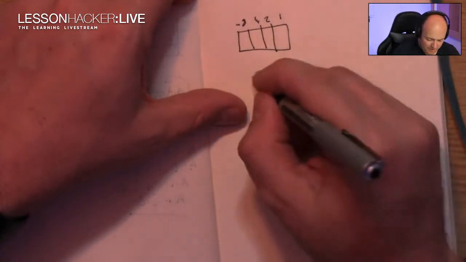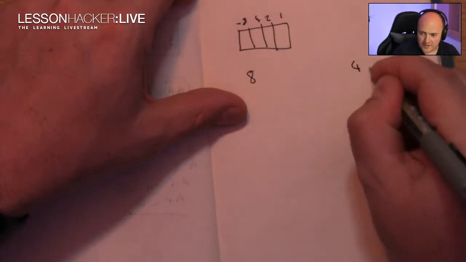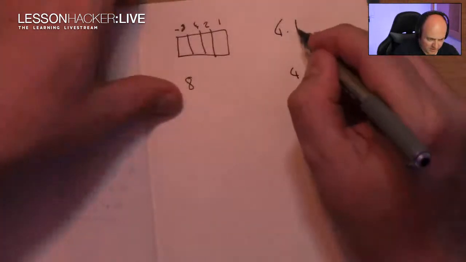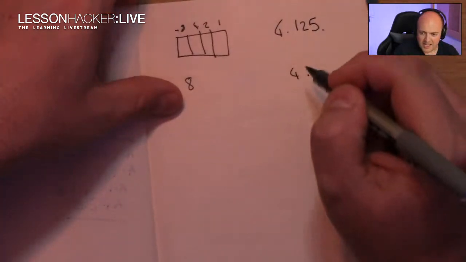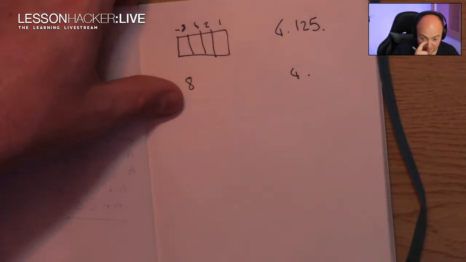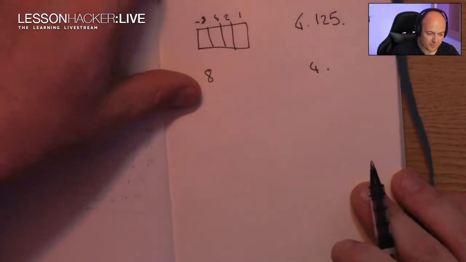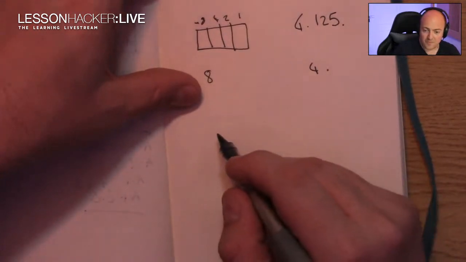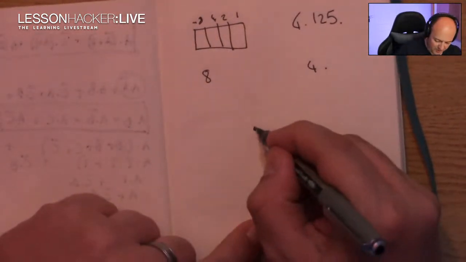In this case, we've got an 8-bit mantissa and a 4-bit exponent. And we need to convert the number 4.125 into floating point form. Now, I believe that 0.125 is an eighth. So first job is to write that down in fixed point binary.